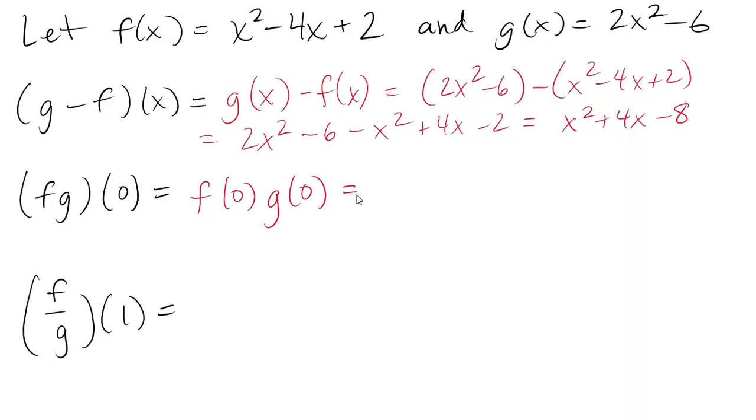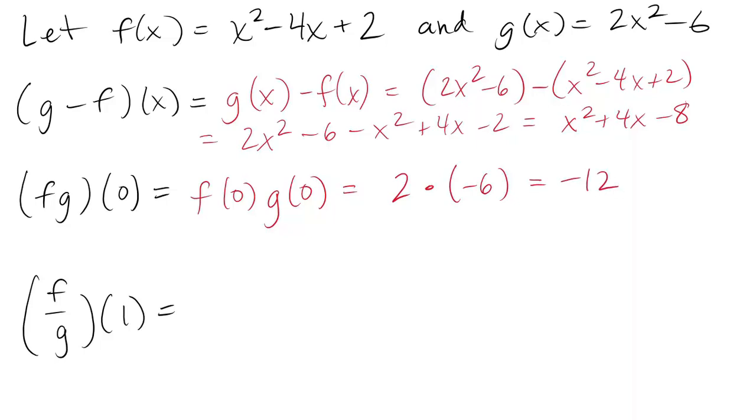F of 0 and g of 0 are very easy to evaluate. F of 0 would just be 0 squared minus 4 times 0 plus 2, which is just 2. G of 0 would be 2 times 0 squared minus 6, which is just negative 6. 2 times negative 6 is negative 12.